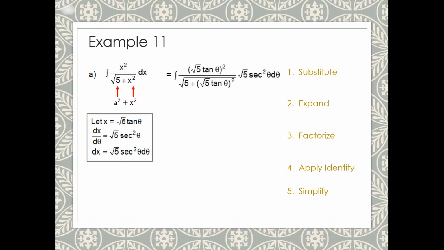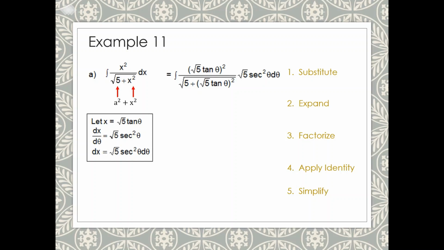Refer to example 11a. As the expression inside the square root is a squared plus x squared, we should apply the trigonometric substitution x equal to a tangent theta. Here a squared is equal to 5. Therefore, a is square root 5.